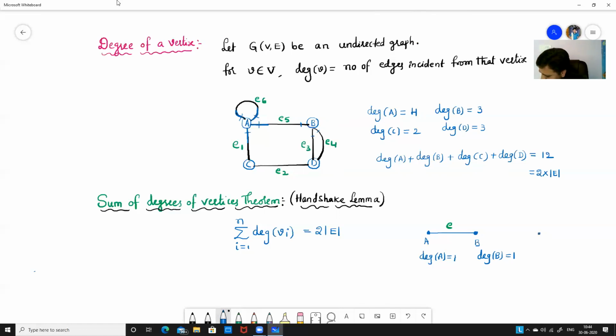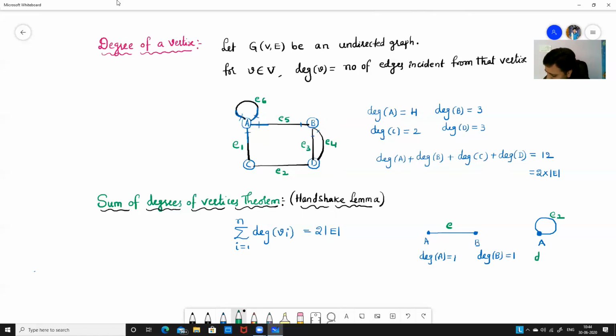There is a vertex A. This vertex A has a self loop. Just assume that the vertex A has a self loop. Now I'm calling that edge E2. Tell me what is the degree of A now?